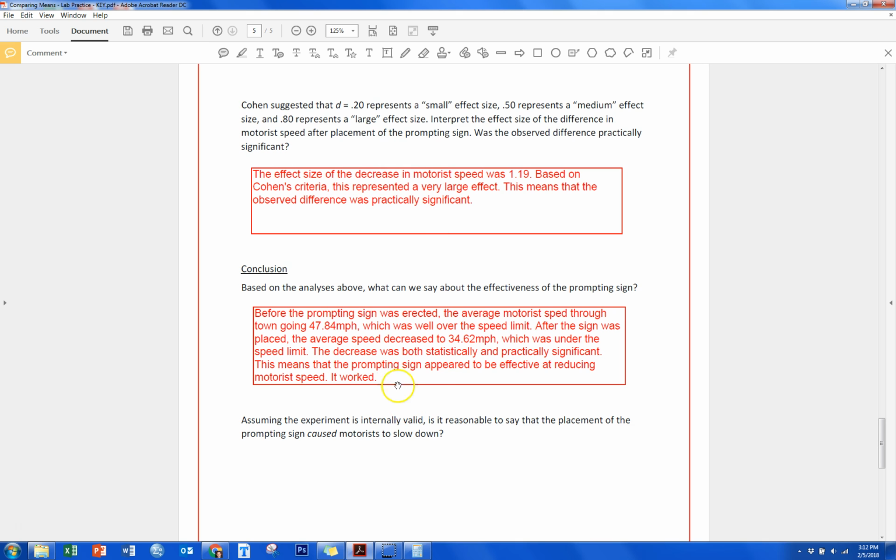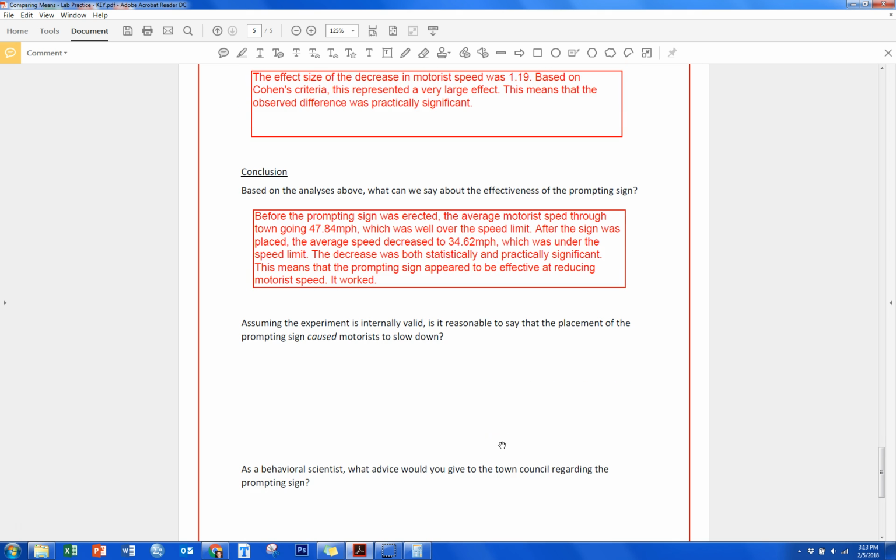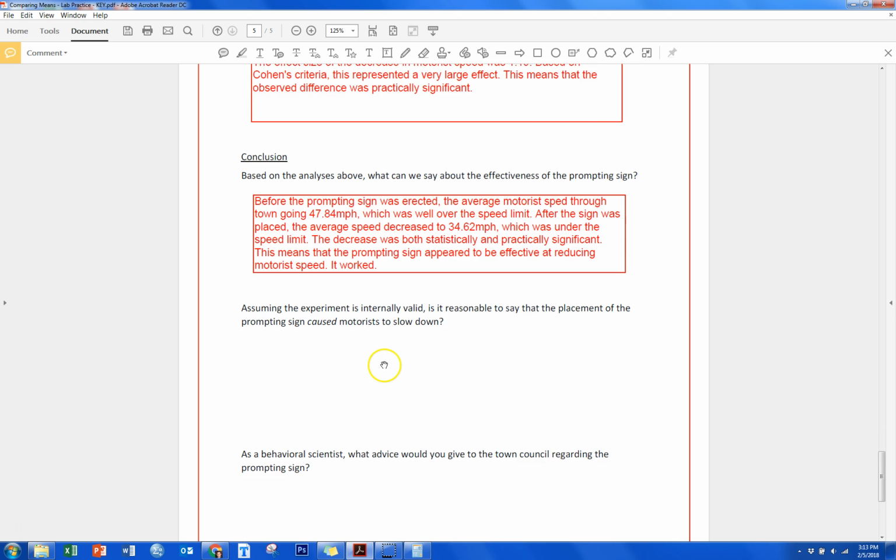Right? Let's make this as simple as possible. So I kind of recapped all the analyses here, but when it comes right down to it, it worked. When you're doing analysis for somebody, you want to be able to boil it all down and say, yes, the sign worked. Now, assuming the experiment is internally valid, is it reasonable to say that the placement of the prompting sign caused motorists to slow down? So there's a couple of things here you want to be very careful about.